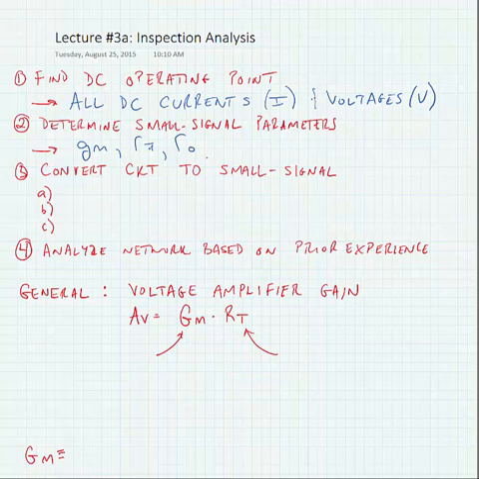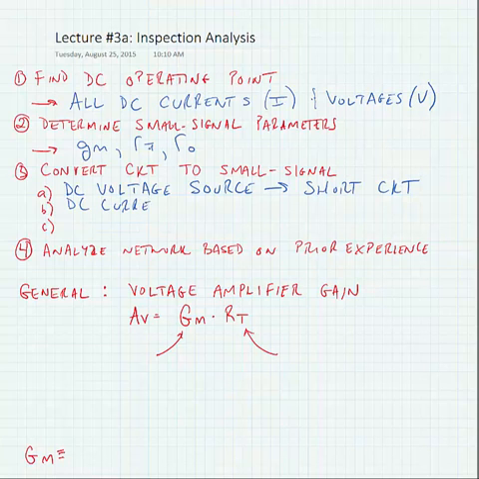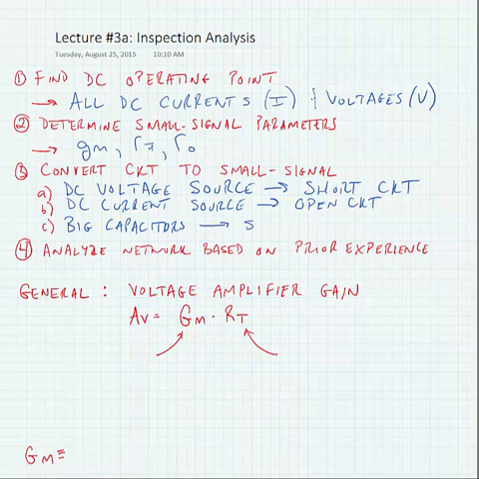And what this means is that any DC voltage source becomes a short circuit. Any DC current source becomes an open circuit, and big capacitors become short circuits because they have low impedance at almost any frequency.